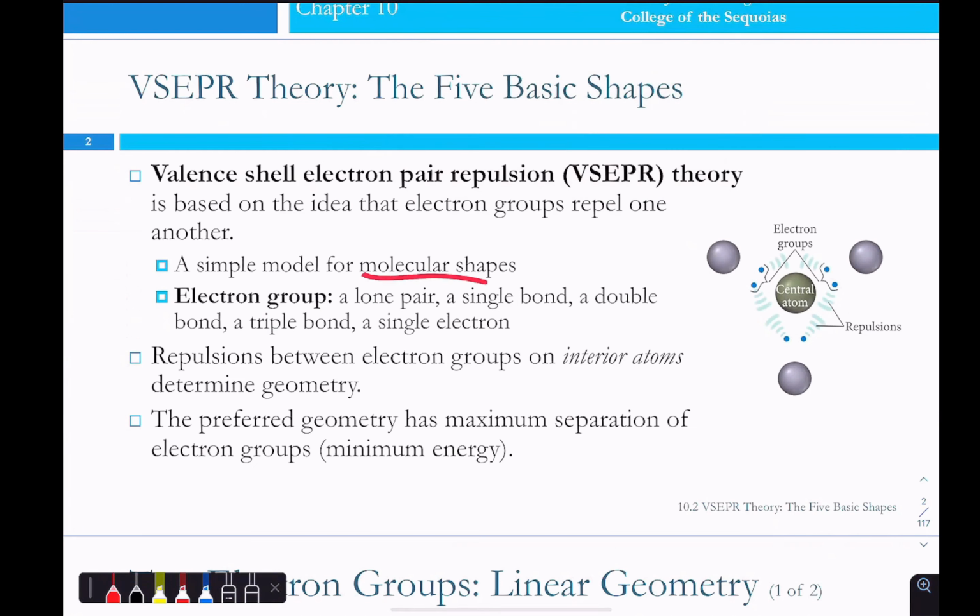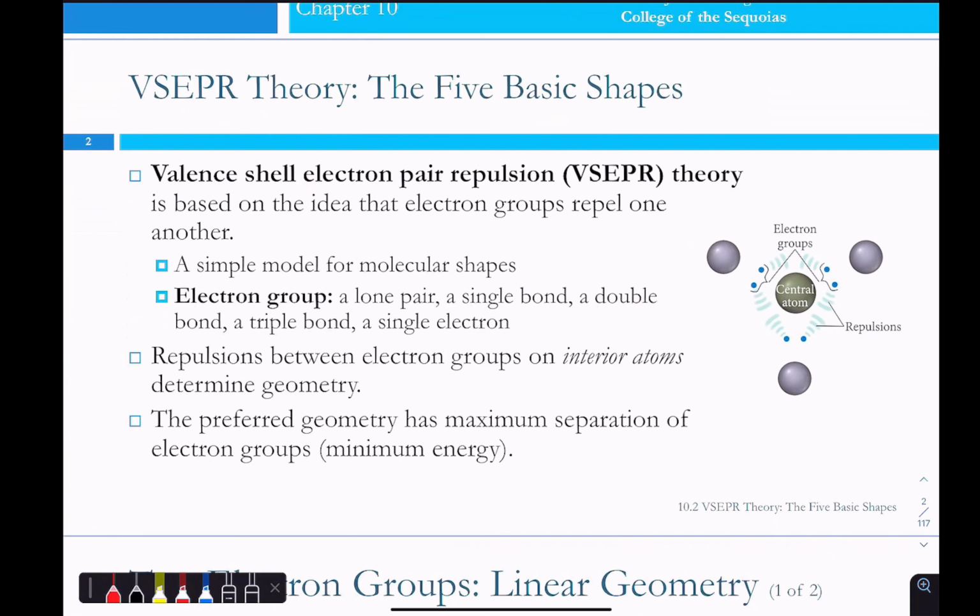So for these molecular shapes, we've got electron groups, which are lone pairs, single bonds, double bonds, triple bonds, and even a single electron in the rare case. Those are all electron groups. They're groups of electrons around an atom. So a single bond counts as one electron group, a double bond counts as one electron group, a triple bond counts as one electron group. I know that can be a little bit confusing because when you do formal charges, you count each of the lines.